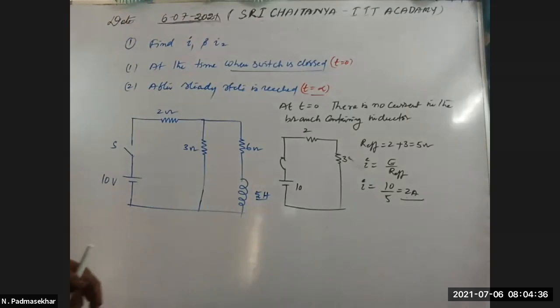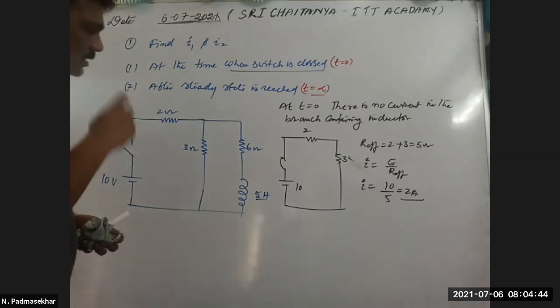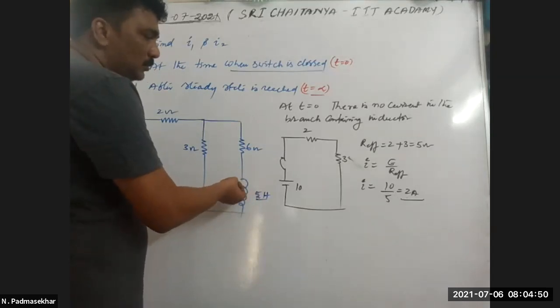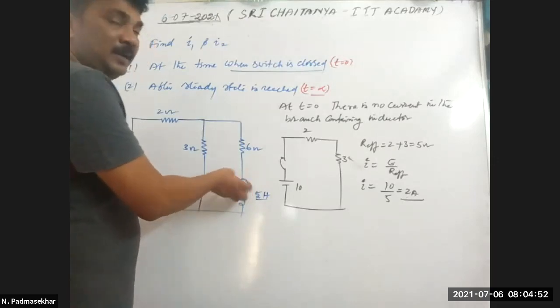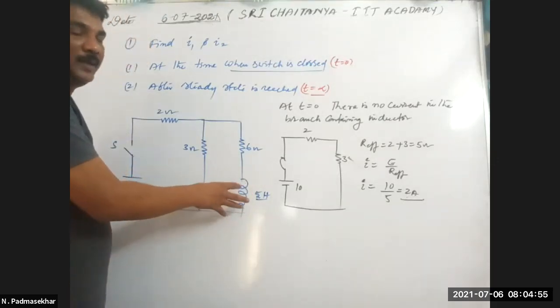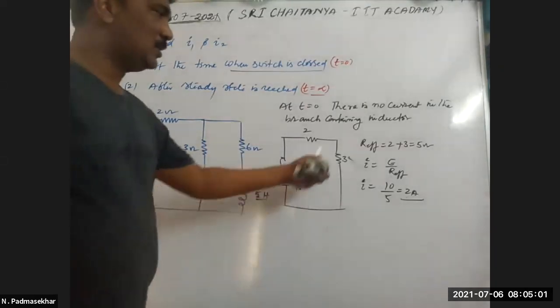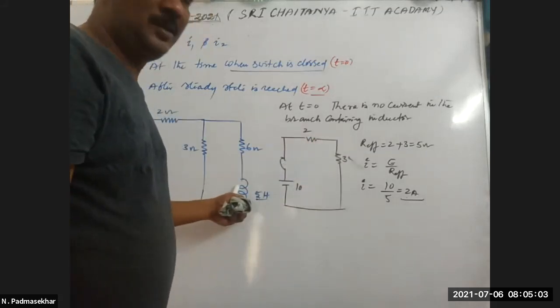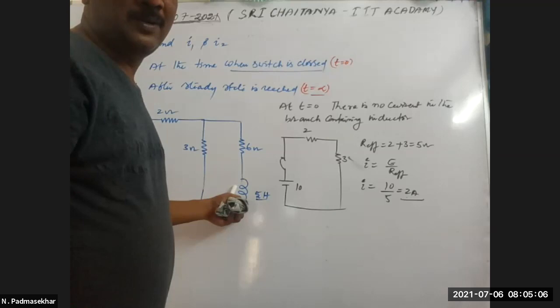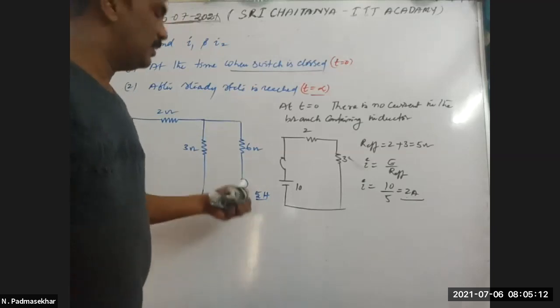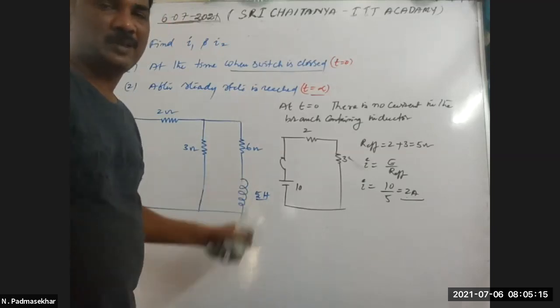And next, suppose t is equal to infinite. At t is equal to infinite, the inductor plays no role. If you observe carefully, at t is equal to 0 the inductor is open. At t is equal to infinite, the inductor plays no role. It acts like a wire.